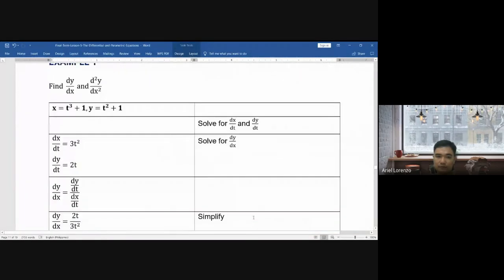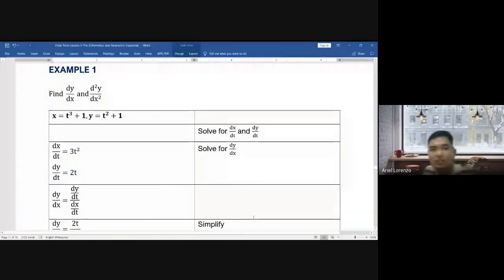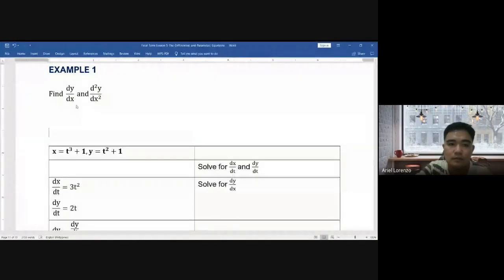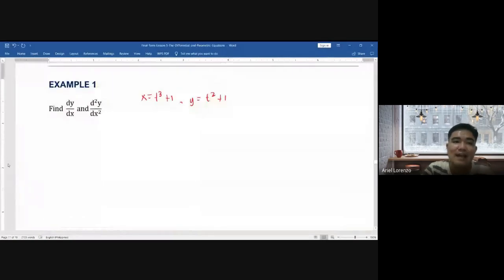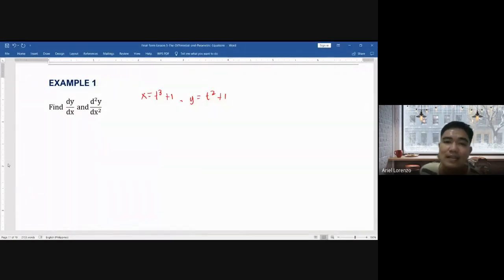This is easy for you again. So for example, class, given is x is equal to t cube plus 1. Okay, listen carefully. Find dy all over dx. So, first, class, take this dx, the derivative of x with respect to t. Right? Because t is our independent variable. Right?